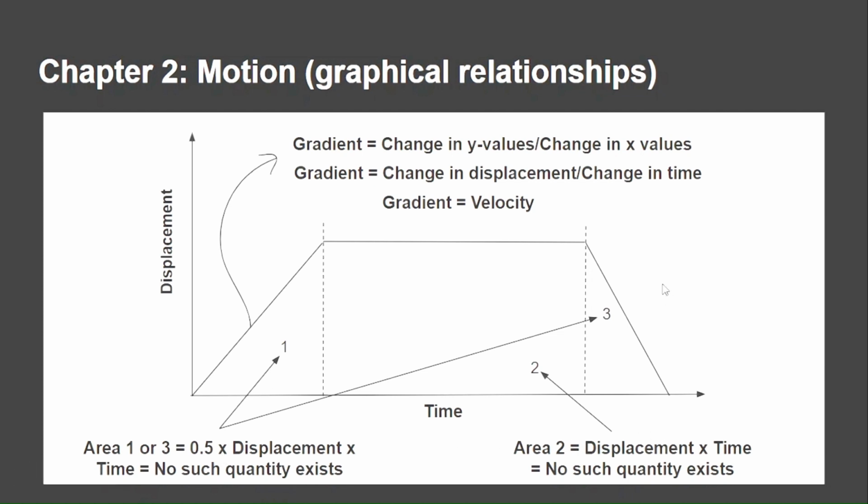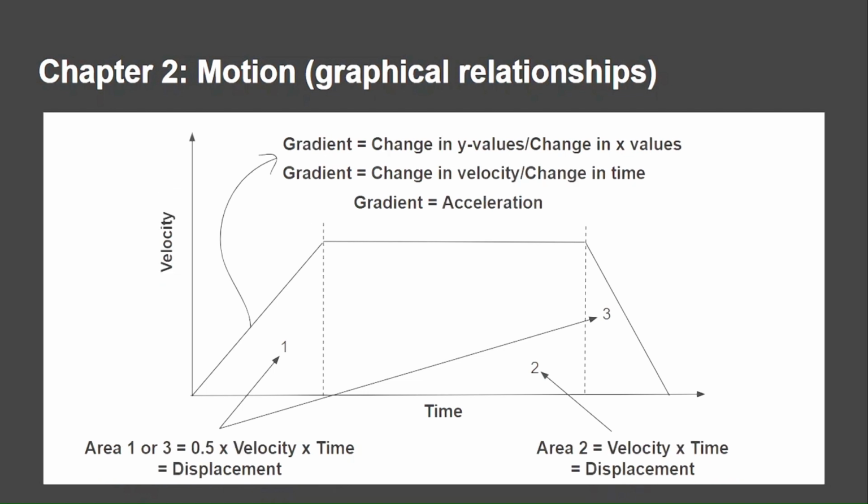So the key takeaway from this graph is that the gradient of a displacement time graph is its velocity, and the area under the curve for a displacement time graph doesn't mean anything. So that's the key thing to take away from this. Next, we come on to the velocity time graph. This is the most common type of graph you will come across in your papers. So here you've got velocity in the y-axis or the vertical axis, and you've got time in your horizontal axis, as always.